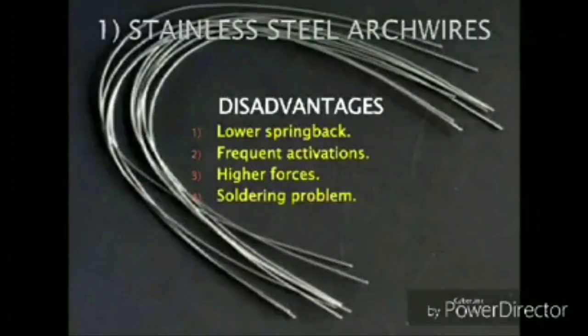Now let's talk about the disadvantages of stainless steel archwires. First is the lower spring back property. It has a lower spring back property than the nickel titanium alloys, which makes it a poor initial alignment archwire. Secondly, more frequent activations are required because of the high stiffness of the stainless steel archwires.